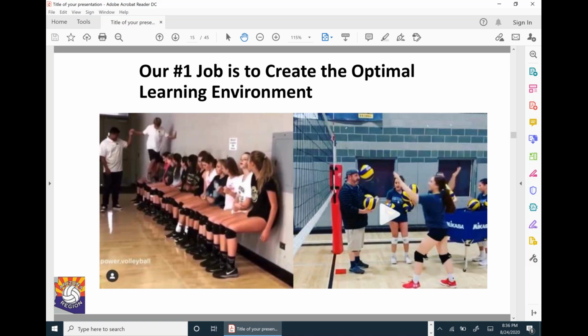On the right, if I were to play this, the girl would hit the ball under the net, and the coach is throwing these little balls to her, low balls below the top of the net, and she's crushing them under the net.